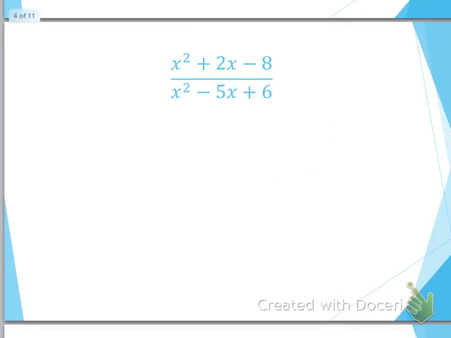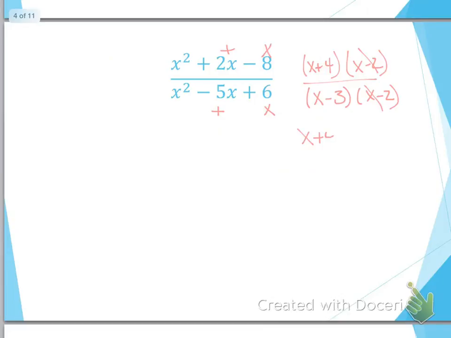Okay, so my next one here, what multiplies to get me negative 8 and adds to get me 2? So I get x plus 4 and x minus 2. What multiplies to get me 6 and adds to get me negative 5? It's going to be x minus 3 and x minus 2. So these ones will cancel this time. They're the exact same. So I get x plus 4 over x minus 3. Again, my x's won't cancel because of that plus sign and that minus sign there.